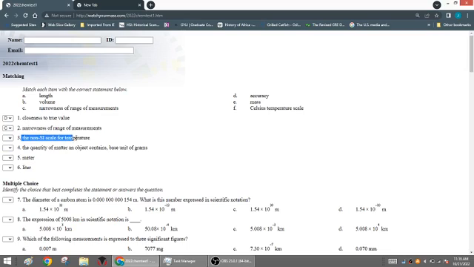The non-SI scale for temperature would be the Celsius temperature scale. The SI scale is Kelvin. The quantity of matter an object contains, that would be mass, E. The length is meter, that's A. Volume, liters. Where's liters? No, B, volume.